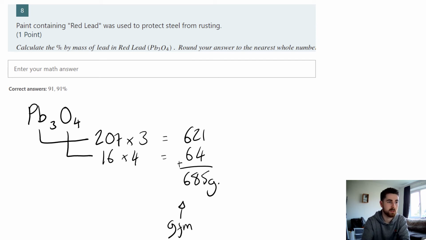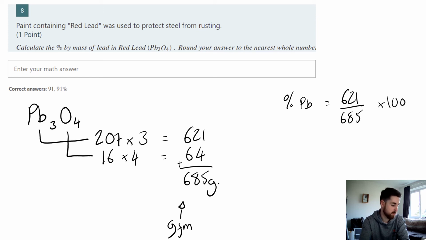To work out the percentage of lead, this time we're going to take the total mass of lead and divide it by the GFM. The total mass isn't just for one lead atom. In this case we've got 3 lead atoms, so we have to take that into account. So we're going to do 621 divided by 685 multiplied by 100, which gives us 91%.